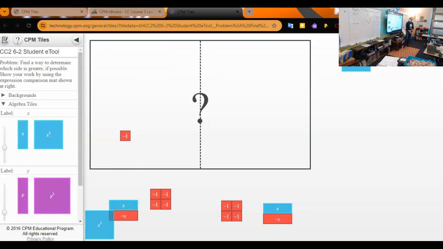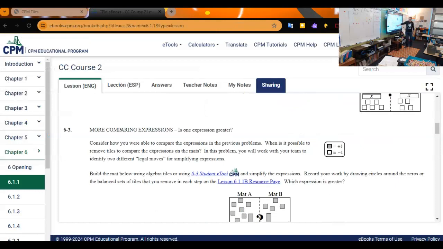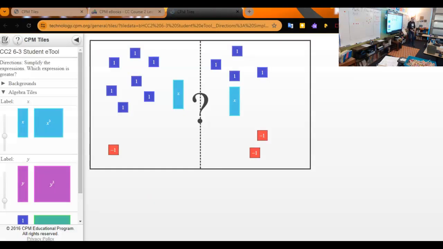Negative 1 and 0. These are things we're allowed to do because algebra says you can do whatever you want as long as you keep it fair. Go to the 6-3 E tool. Yeah, we're slowly brainwashing you into algebra.